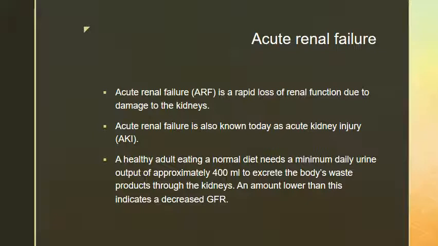A healthy adult eating a normal diet needs a minimum daily urine output of 400 mLs to just basically keep up with the body's waste products. So if it's less than this, it indicates a decrease in the glomerular filtration rate, which becomes very important when we determine which stage of kidney failure the patient may be in. So again, really we have to have more than 400 ml urine output just to keep up with our daily waste products.